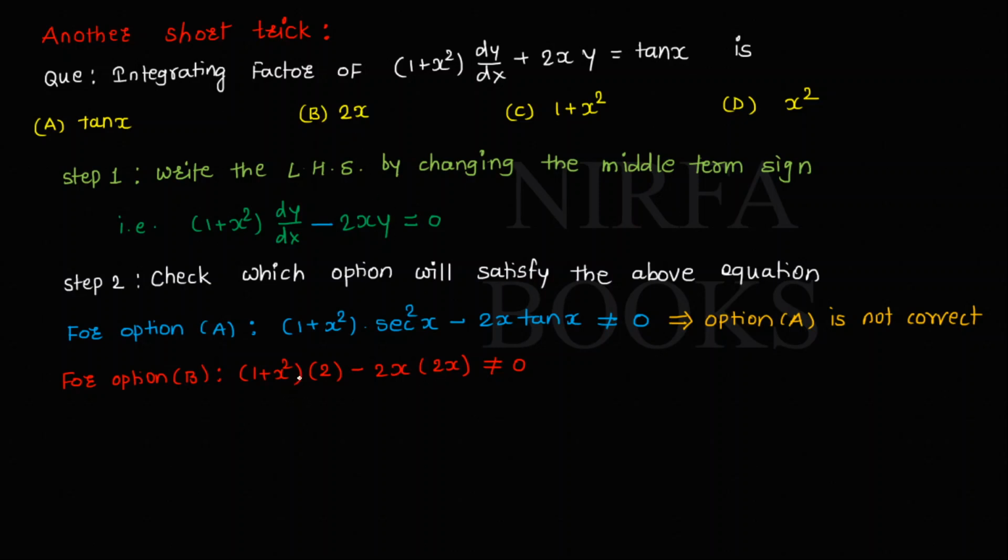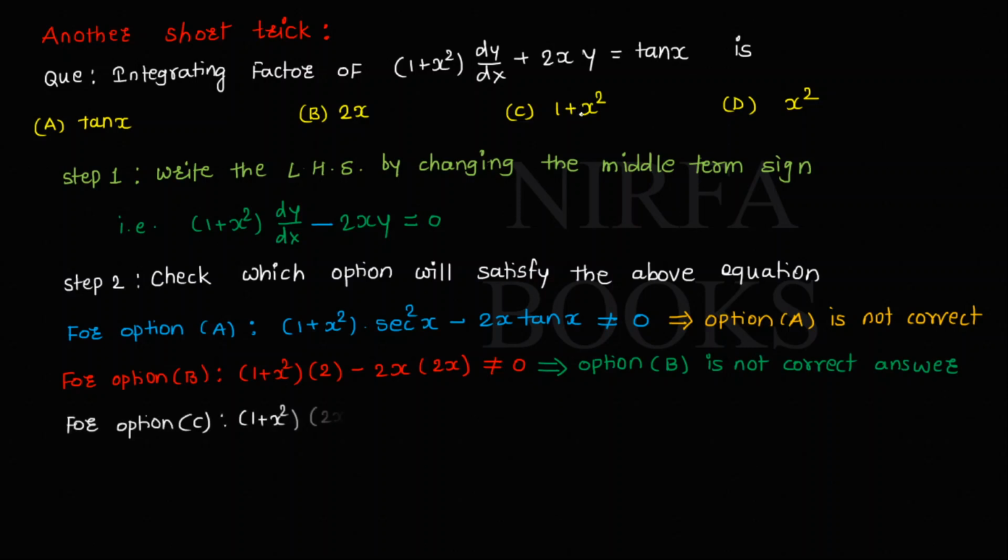So if you simplify this, the answer will not equal to 0, and therefore option B is also not correct answer. Now we'll go for option C.